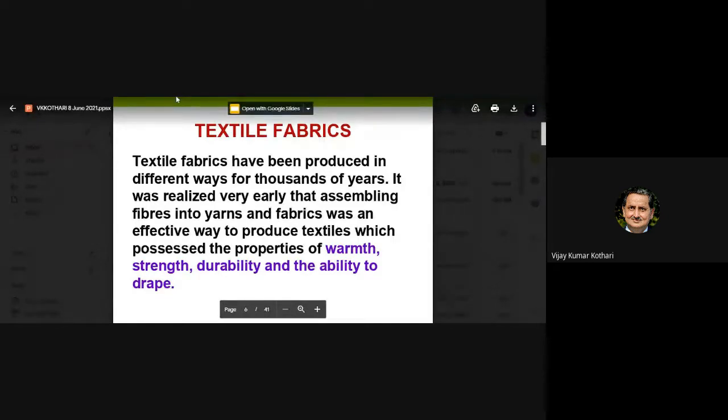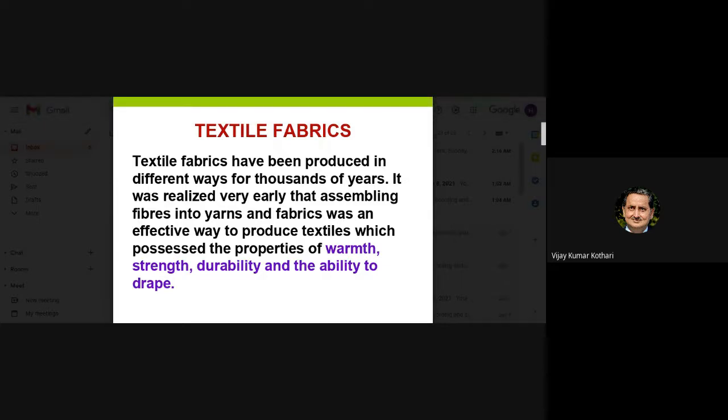So if you look at the textile fabrics in the next slide, we know that textile fabrics have been produced in different ways for thousands of years. It was known very early that assembling the fibers into yarns and then assembling the yarns into a fabric structure can produce a textile sheet material which possesses the properties of warmth, strength, durability, and the ability to drape, which are the most important properties in a textile fabric. So this knowledge that arranging fibers into yarns and then arranging these yarns in some systematic way to produce fabrics has been available to us for thousands of years.